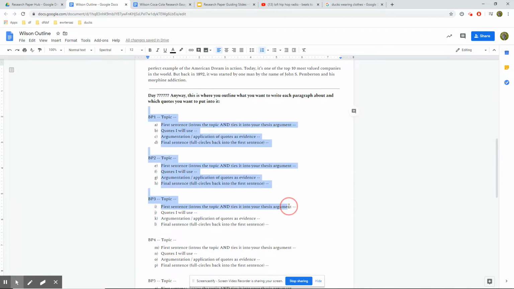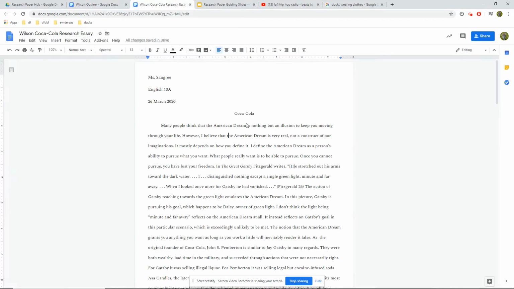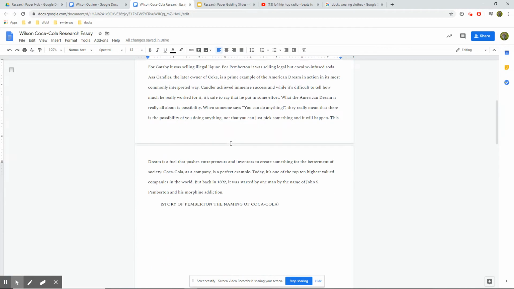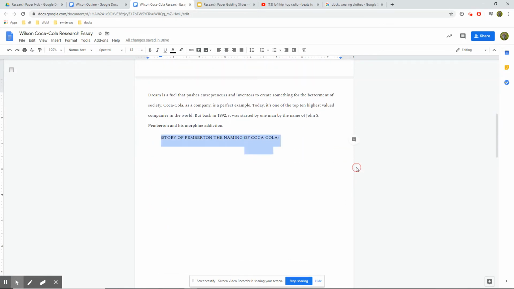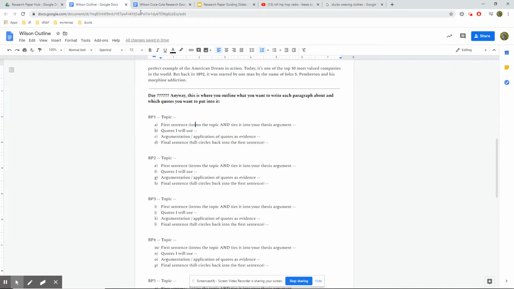But your goal for today is to get into your vision for how you're going to do these body paragraphs. And you can see that I did a step-by-step. Here's Wilson's Coca-Cola research essay beginning. So, nice, meaty intro. And then here, he made a note that his first paragraph is going to be about Pemberton, the guy, and how he named Coca-Cola. So let's pretend that I am Mr. Wilson from Kansas. So, topic, Pemberton, naming Coca-Cola.